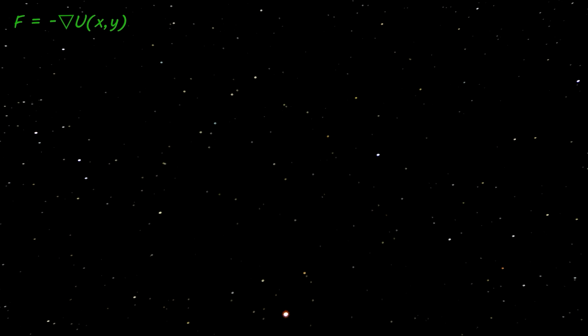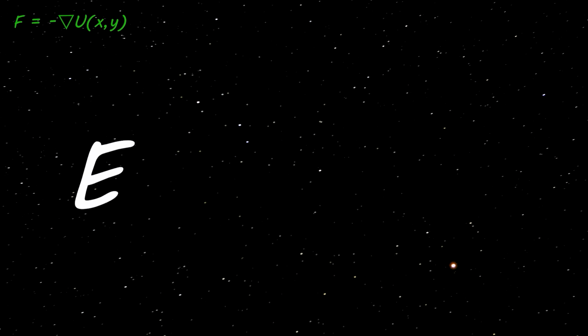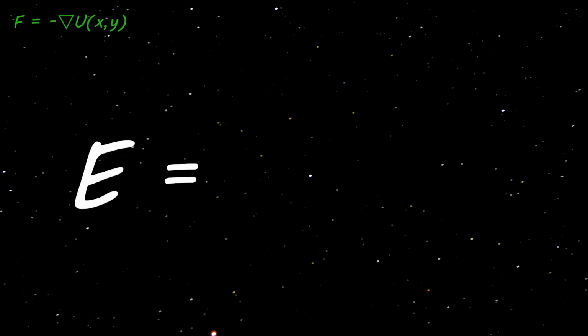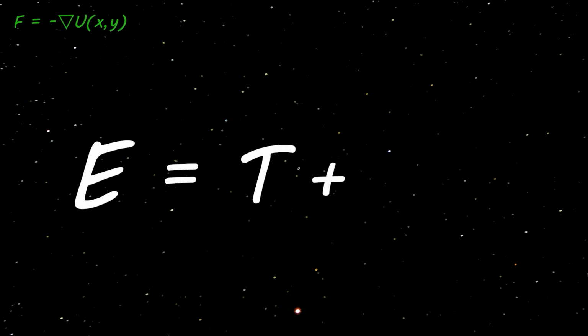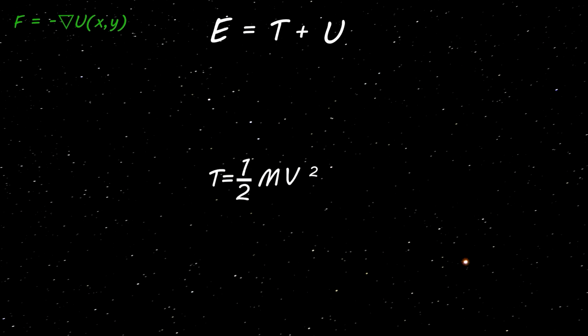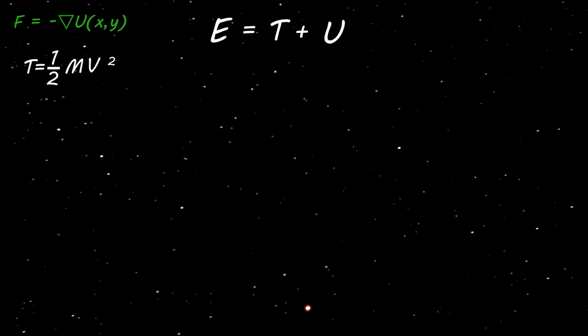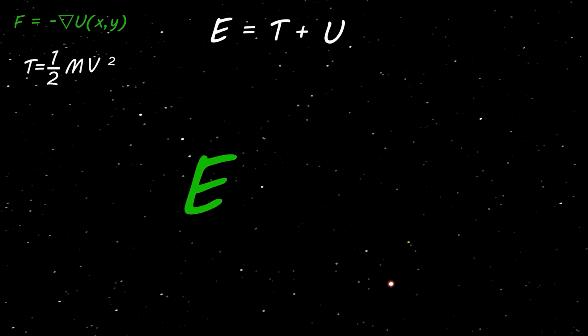Now we're ready to prove the conservation of energy. Remember, the total energy of a system, which I'm calling E, is equal to the kinetic energy, which I'm calling T, plus the potential energy, which I'm keeping as U. Kinetic energy is equal to half times mass times velocity squared. To prove the conservation of energy, we have to prove that the total energy doesn't change with time.